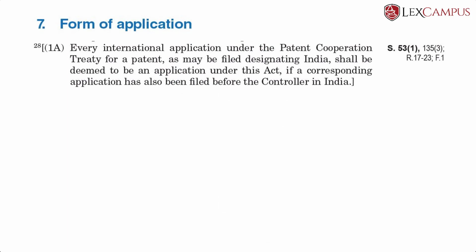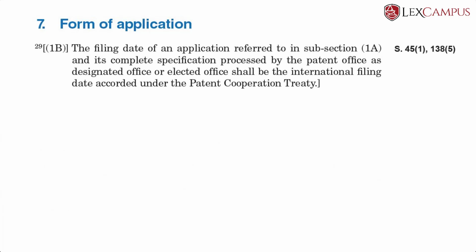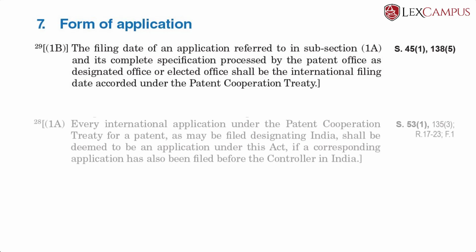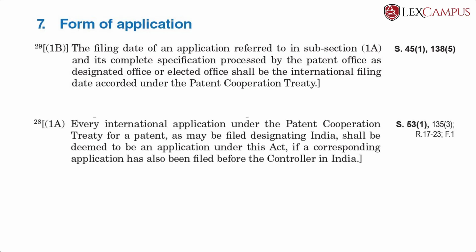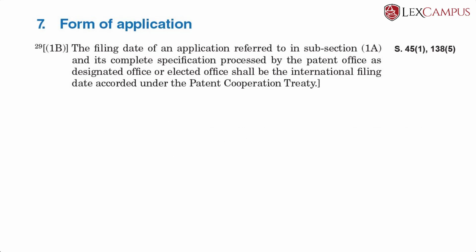7.1a deals with international application under the PCT or the Patent Cooperation Treaty, which merely states that an application filed designating India shall be deemed as an application under the Patents Act, provided a corresponding application has been filed before the controller in India. 7.1b mentions that the date of filing the application referred to in subsection 1a and its complete specification processed by the Patent Office as designated office or elected office, these are terms which are used in international filings, shall be the international filing date accorded under the Patent Cooperation Treaty.